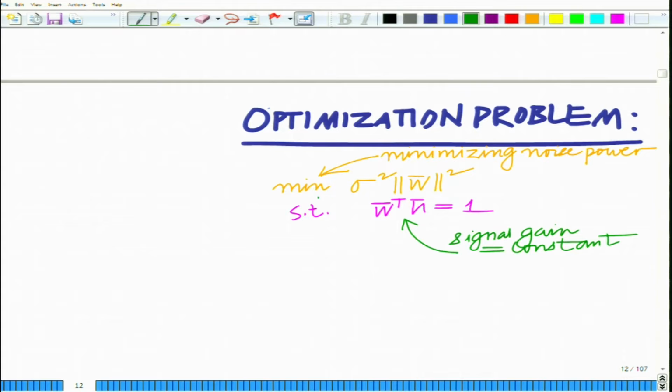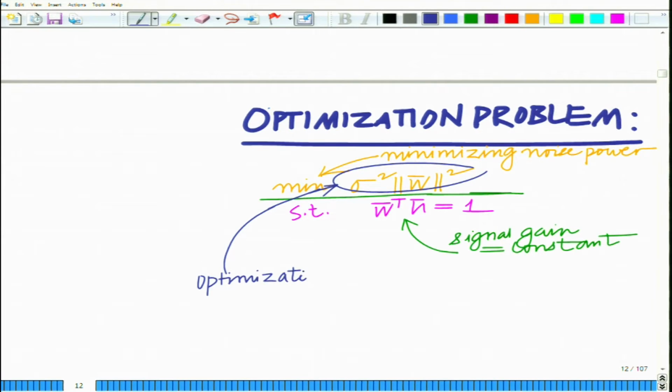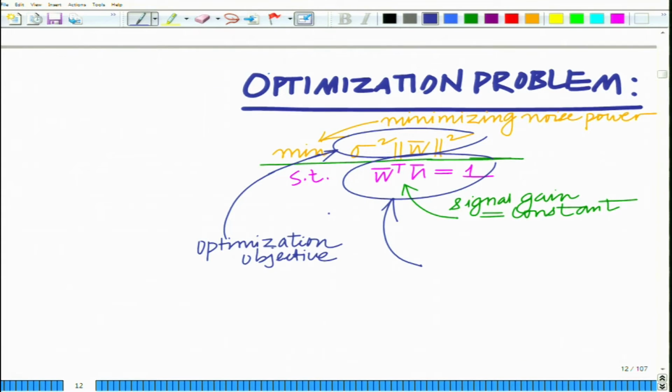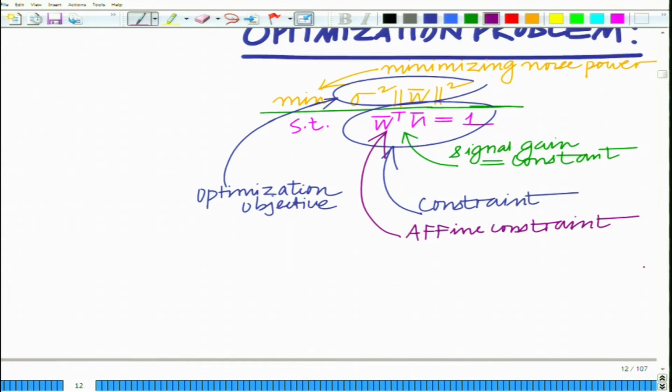Okay. And therefore, if you look at this optimization problem, it has two parts. First, what you are trying to minimize, this is termed as the objective or the optimization objective, or simply the objective function, and this is termed as the constraint, because remember we have to ensure W bar transpose H bar equals 1. This is termed a constraint, or in fact you can have more than one constraint. Okay. And if you see, this constraint is an affine equality constraint, and if you look at it, the objective is convex.